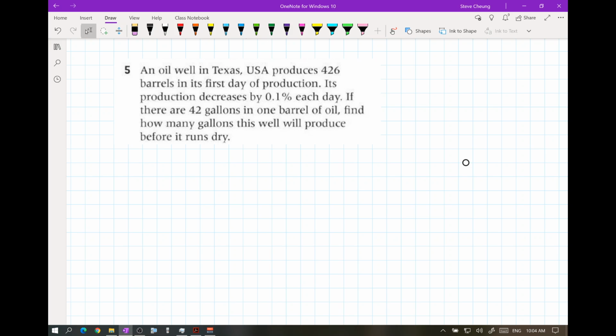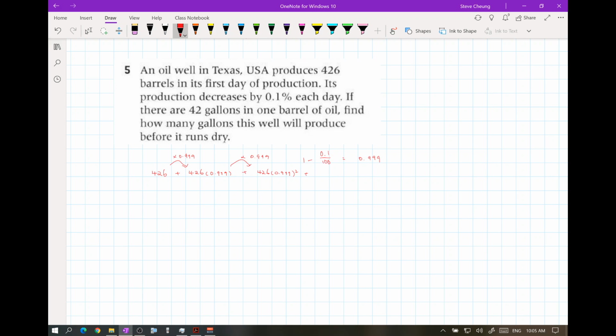So on the first day, it produces 426 gallons, and it decreases by 0.1% each day. That means it will only retain 0.999 times as much as the previous day. So this is your common ratio. I don't even want to write this down because this is going to be a weird decimal. I'm going to leave it in this form, because we already know what the common ratio is. So it's not really important what that figure is.